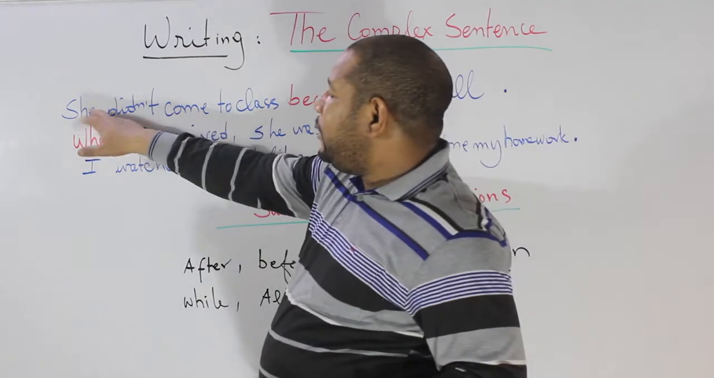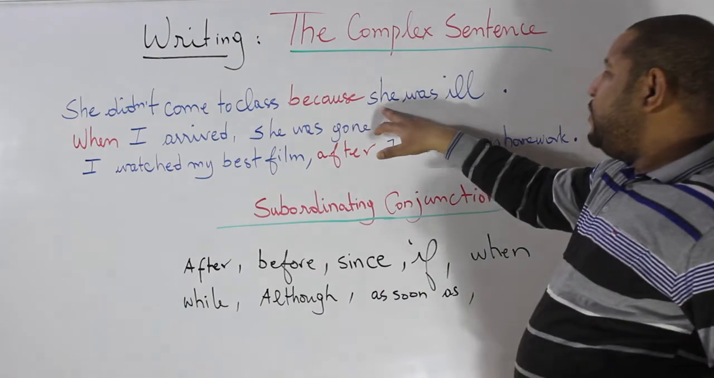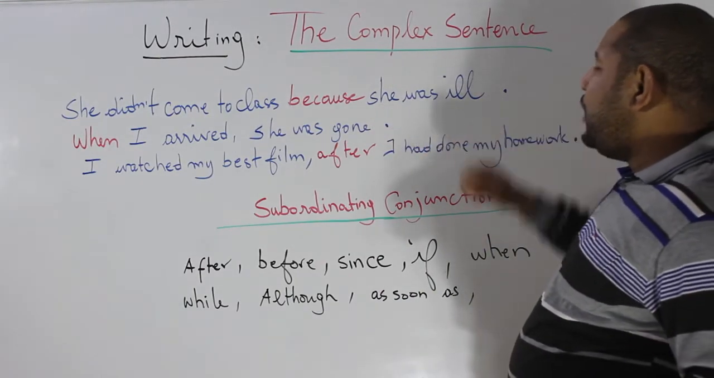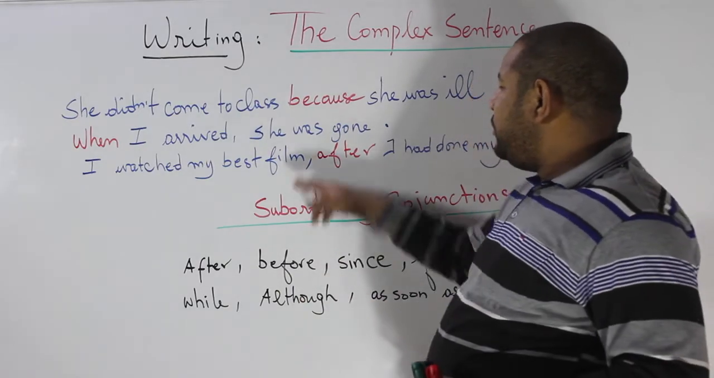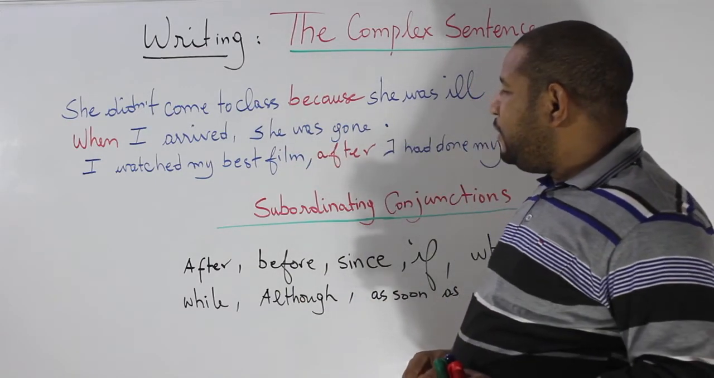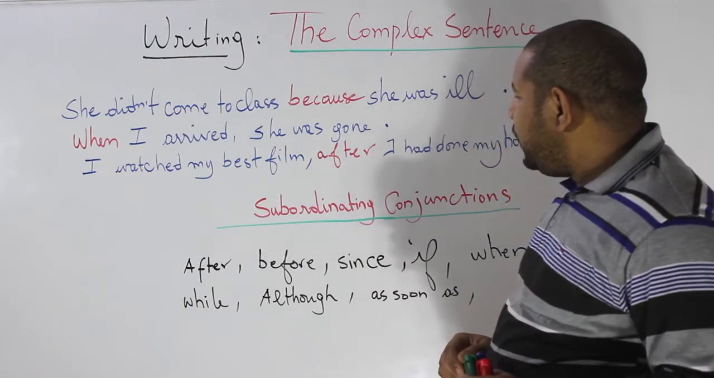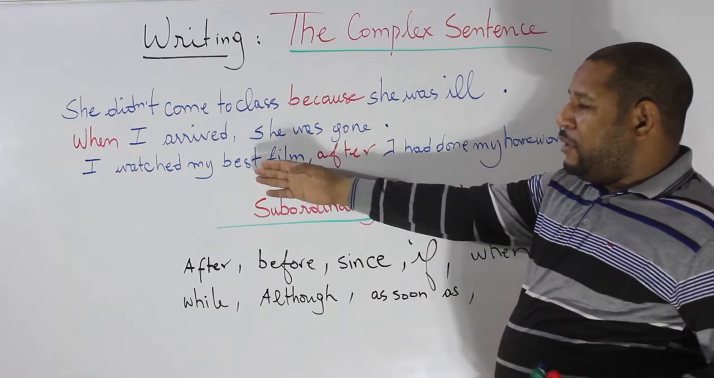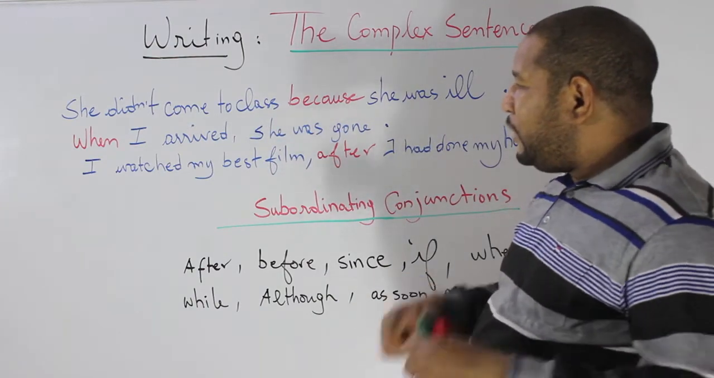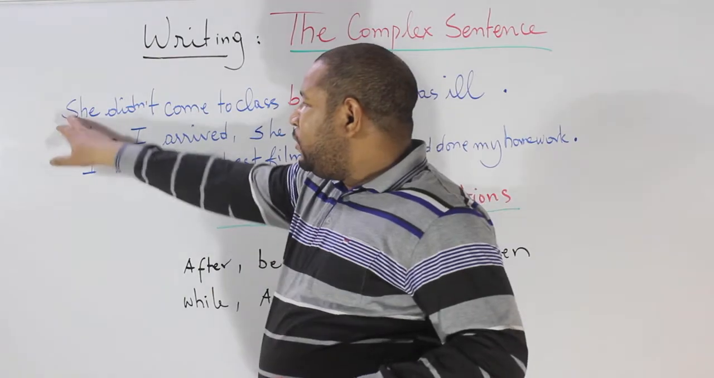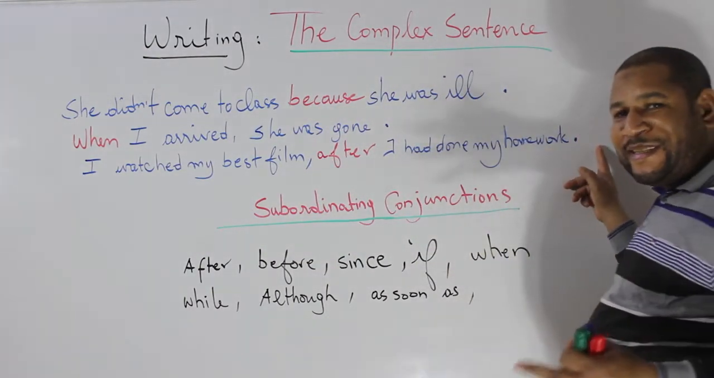Look here, she, that's the subject, didn't come to class, and we have here again subject, verb, and a complement. Here I arrived, we have only subject and verb. She was gone, also subject and verb. And we have I watched my best film. Here I watched, we have subject, verb and object, etc. What is important again? Capital letter and full stop at the end of each sentence.